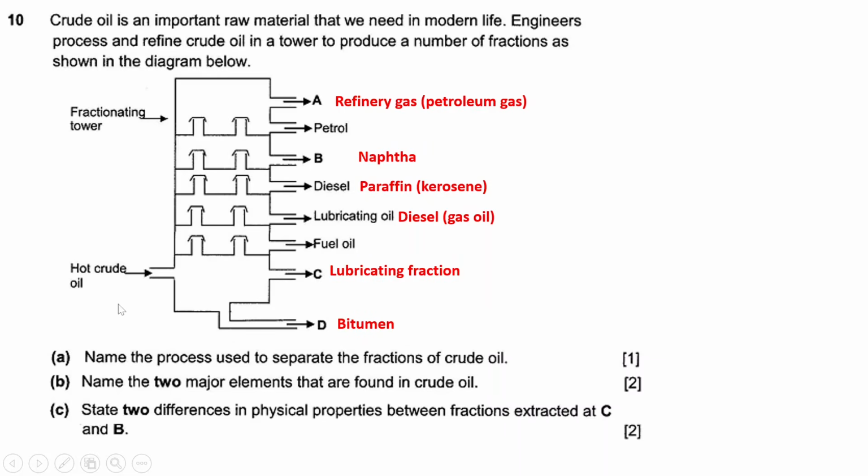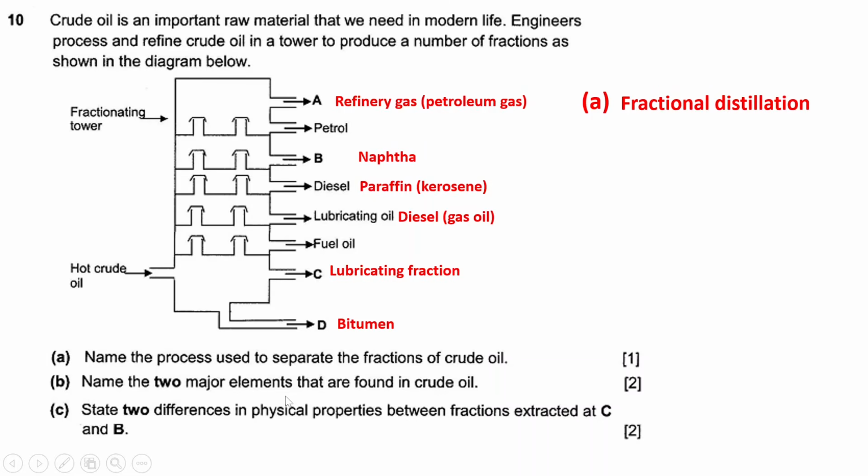Now let's go straight into answering. A, name the process used to separate the fractions of crude oil. So the process which is used to separate these fractions is known as fractional distillation. Fractional distillation. Then let's move to B.